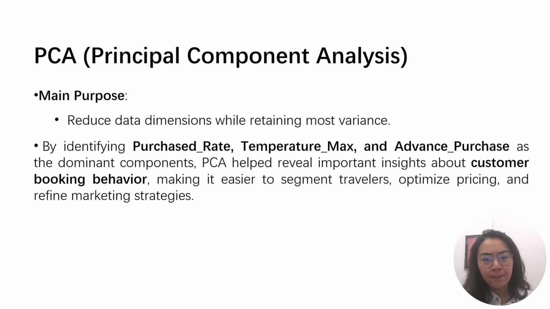For principal component analysis, the main purpose of PCA is to help us reduce the data dimensions while retaining the most variance. By identifying our main features like the purchase rate, temperature, the max temperature of the day, and advanced purchase, we found that the PCA helped us reveal important insights about the consumer's booking behavior, making it easier to segment the travelers, which can help us optimize the price and refine the marketing strategies.